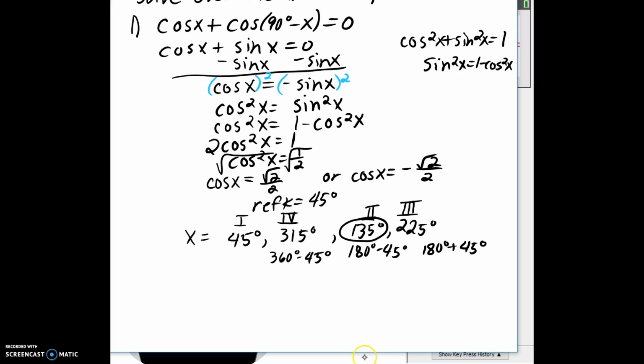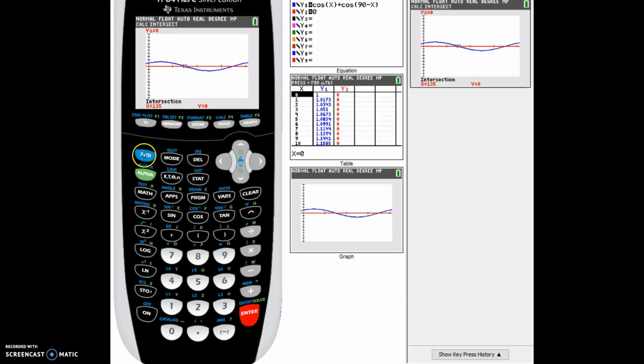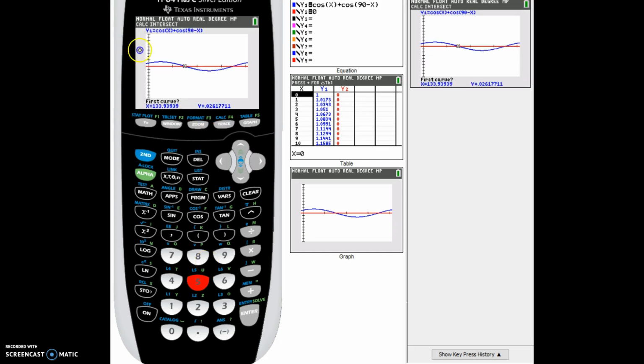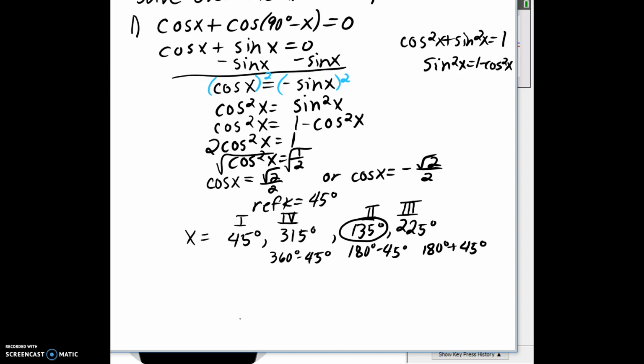All right, so I'm going to go back to the calculator and do the same thing again to find the other answer that works. So second, trace, intersect. Scroll over, and actually I'm going to go right to the red line to make it a little quicker. Scroll to that answer. Enter 3 times, and we get 315. So that's the other one that I will circle. So your final answers for this are 135 and 315.